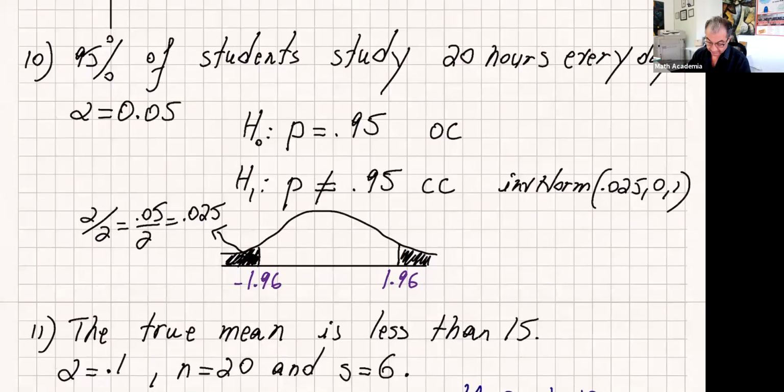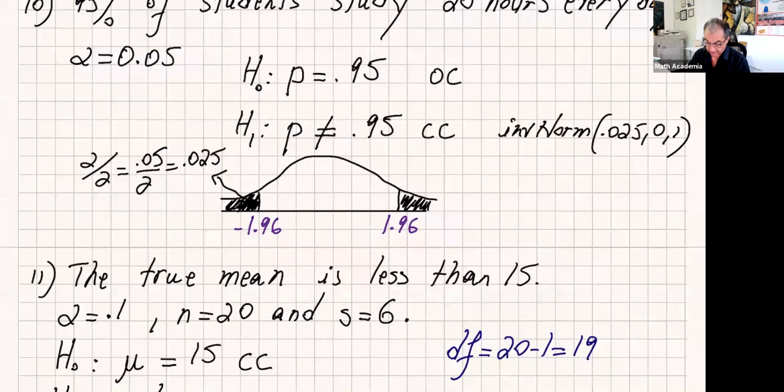Another example, the true mean is less than 15. Alpha is given to be 0.1, N is 20, and S is 6. Now, whenever I see S is given, that's very important too. That means sigma is not known. If sigma is not known and S is given, you are going to use the T distribution. So this is a T test, number one.